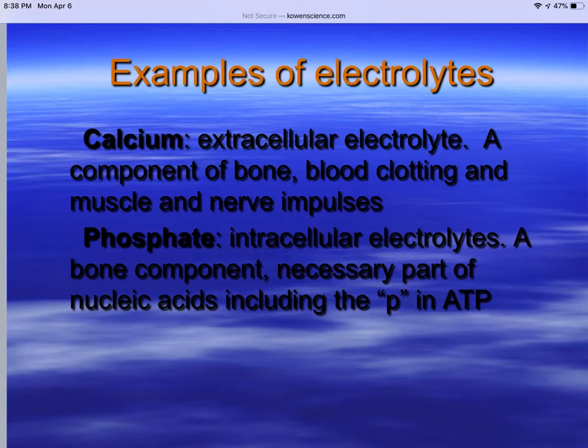Calcium is a component in bone. It also helps with blood clotting and with nerve and muscle impulses. Phosphate is an intracellular electrolyte, and it's an important part of the nucleic acids because it's the P in ATP.